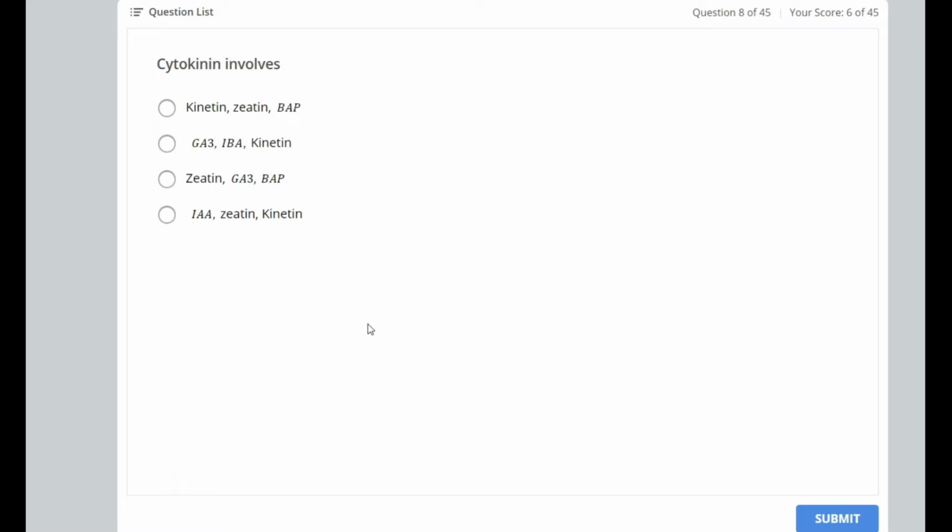The 8th question, cytokinin involves kinetin, zeatin, BAP. This is the first option. Second option, GA3, IBA, kinetin. Third option, zeatin, GA3 and BAP. Fourth option, IAA, zeatin and kinetin. Which is the right one? Option A, kinetin, zeatin, BAP is the right answer.